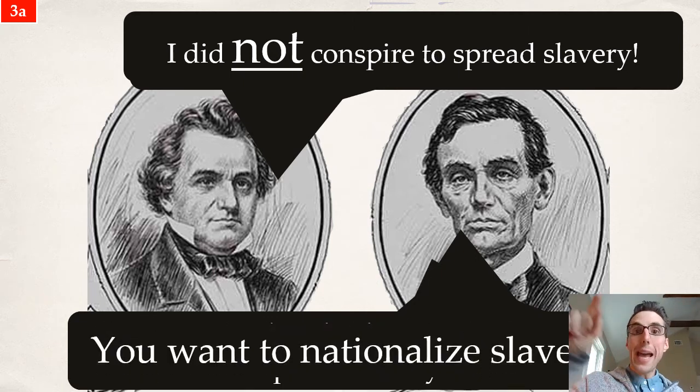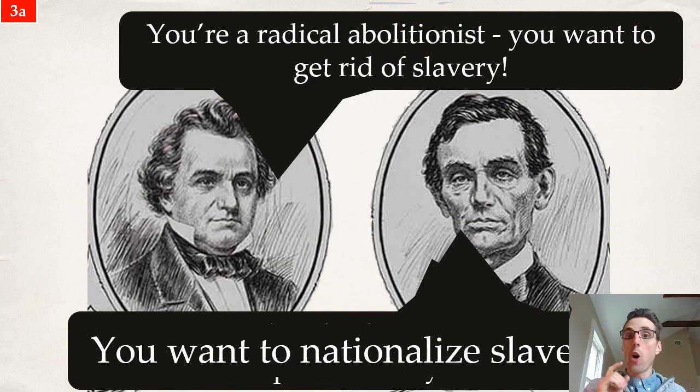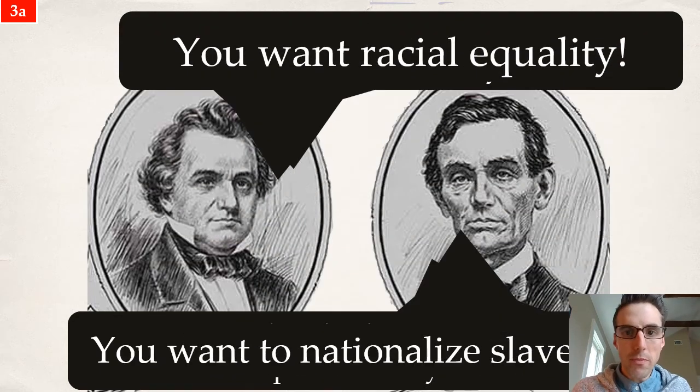Lincoln says, you want to nationalize slavery. That's why you did that Kansas-Nebraska Act. You want to spread it all over. You're part of it. That's slave power. Douglas says, oh yeah, you're a radical abolitionist, which would have been a serious piece of shade back then. You want to get rid of slavery. He's accusing Lincoln, who at this time does not want to get rid of slavery, of being secretly a radical abolitionist. Douglas will also accuse him of wanting racial equality.